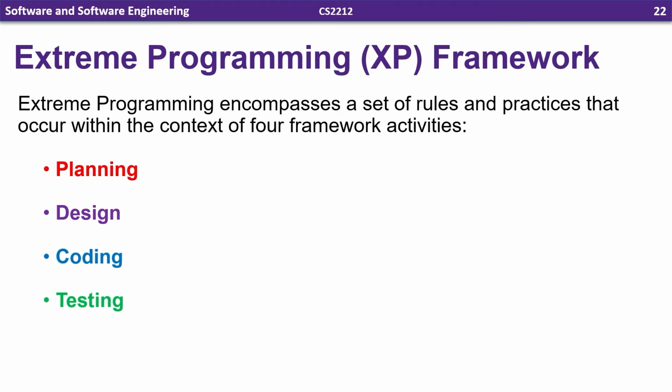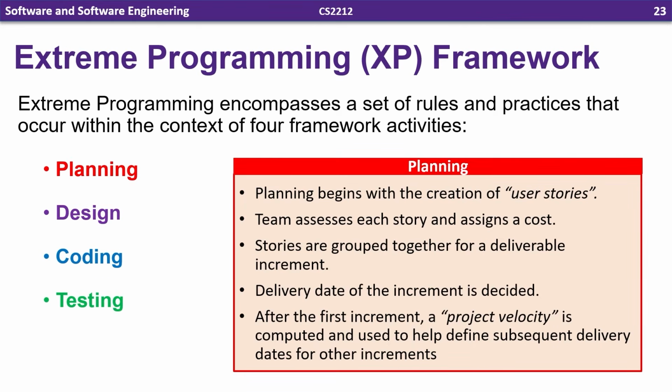So the next method we're going to look at is called extreme programming, or XP. Extreme programming encompasses a set of rules and practices that occur within the context of 4 framework activities. So this one focuses on 4 activities rather than the 5 generic ones we saw before. Those are planning, design, coding, and testing. The main focus of the planning activity is the creation of user stories. User stories are a type of documentation that describes the required output, features, and functionality for software to be built. User stories are written by the customer, and for example, they could be placed on index cards or in some sort of online electronic system.